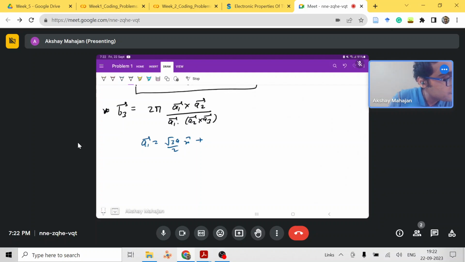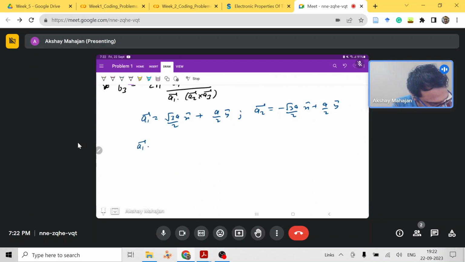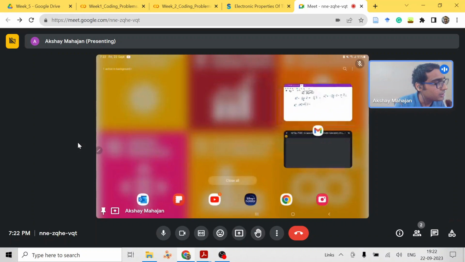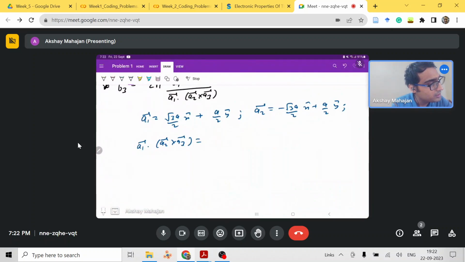So yeah, okay, so e1 vector is root 3 a by 2 x cap plus a by 2 y cap, and we have our e2 vector equals minus root 3 a by 2 x cap plus a by 2 y cap, and we have e1 vector dot e2 vector cross e3 vector. That we have found in our part A, and that is equals to root 3 by 2 a square c.